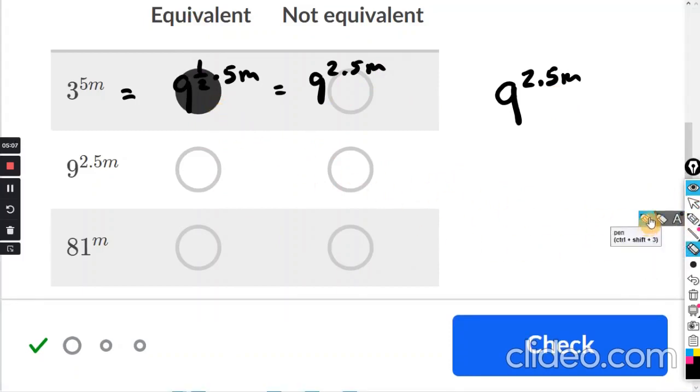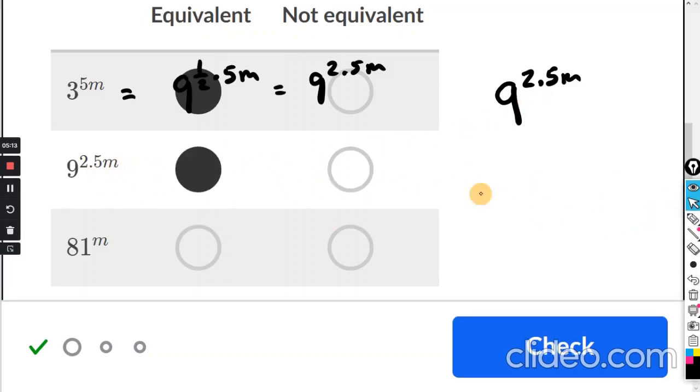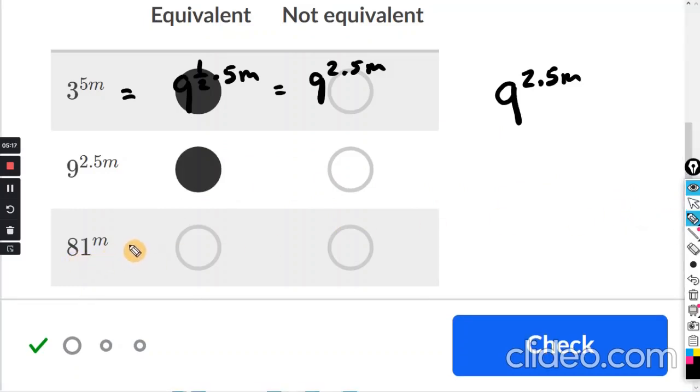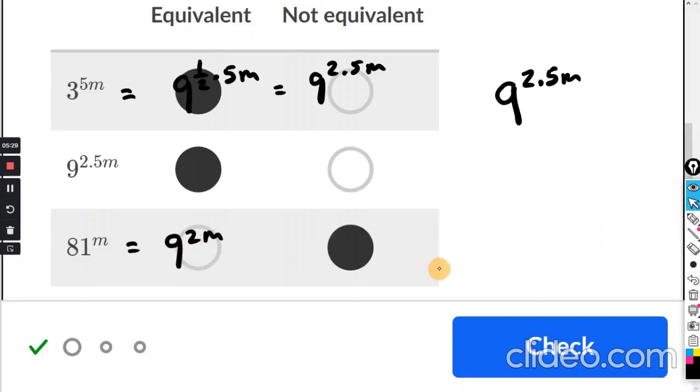All right. 9 to the 2.5m, same exact thing. That one's equivalent. And finally, 81. 81 is the same as 9 squared, and we still have the m. And 9 to the 2m does not match 9 to the 2.5m. So that one is not equivalent.